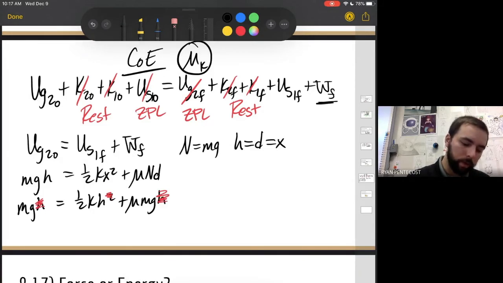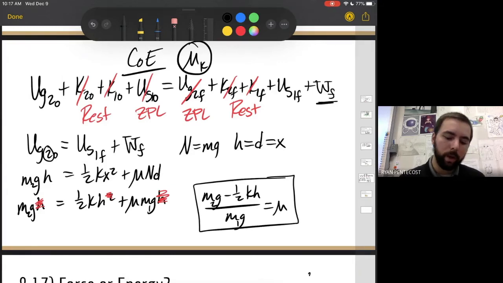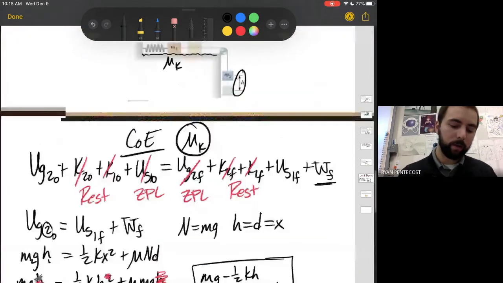Let's solve for mu. Then you have mg minus 1/2 kh divided by mg. But I missed my m's. That is mass 2, as we can see there. This would be mass 1 that is losing that friction there. So we've got an m2 and an m1. That would all equal mu: m2g minus kh all over m1g. Now, so that's how we would be able to find that. If we had values, we'd be able to put all of that in and find our coefficient of friction.